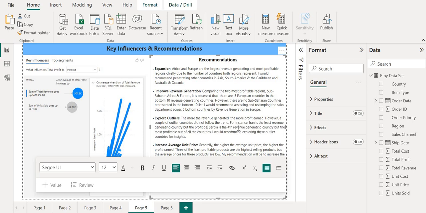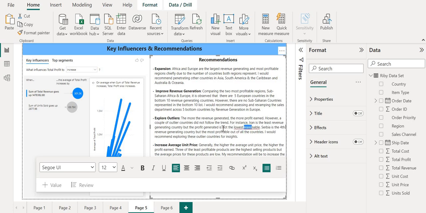Okay, so I'm just going to change that. I would say reasonable, but for lack of a better word, I'm just going to put that there. So Iran is the least revenue generating country, but the profit generated is not too low. It's not the lowest. Okay, I can say that.